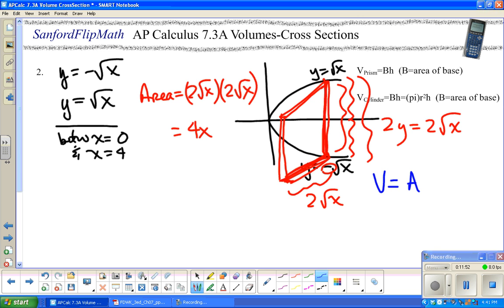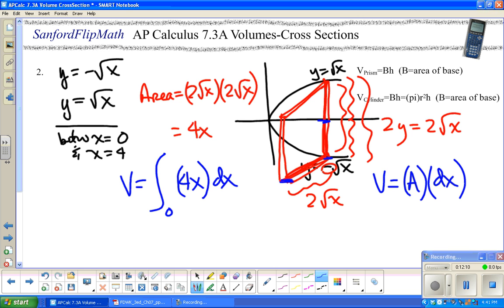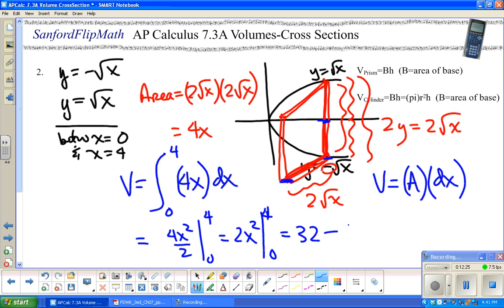If I'm going to find the volume, again, a reminder, the volume is just the area of that cross section times the change in the thickness, so it's going to be the change in x. The change in x is that thickness. So the volume will be equal to the area times the thickness, and we are going to add all of them up from 0 to 4. So 4x squared over 2, also known as 2x squared. This is going to be 16 times 2 is 32, minus 0, so 32 square units.